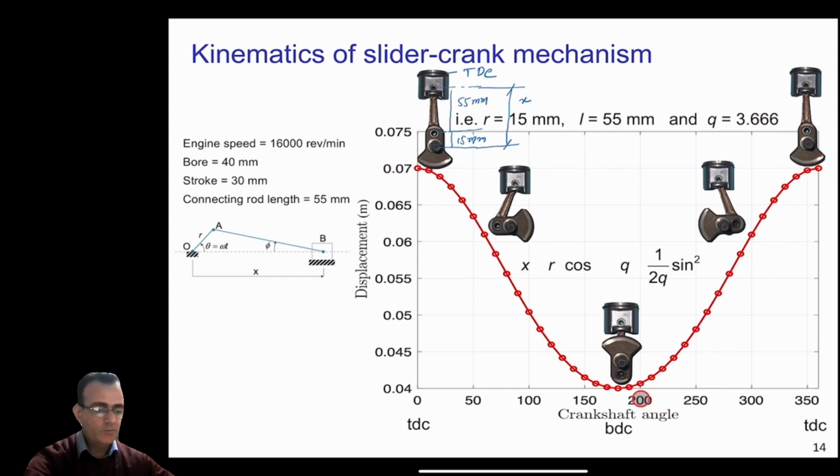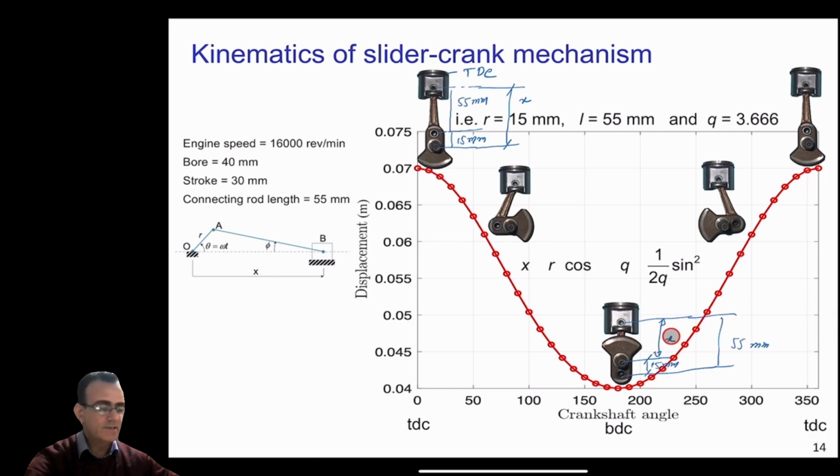But when the angle is 180 degrees, which is this position here, we know that from here to here it is 55 millimeter, and this is our 15 millimeter. You can see now in this case, x is this position here.